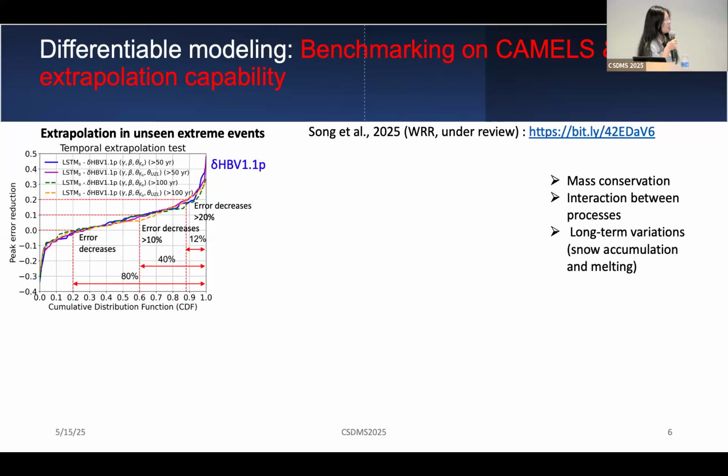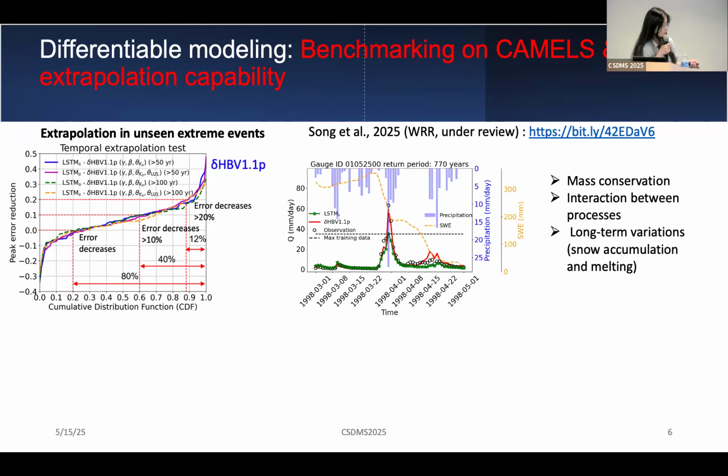So why do differentiable models have such good capability compared with the LSTM? Let's look at one example. This is an example of an event with a return period larger than 700 years. The green line is the simulation of the LSTM. Its peak prediction is exactly the same as the maximum value we used in the training, as shown by the black dashed line.